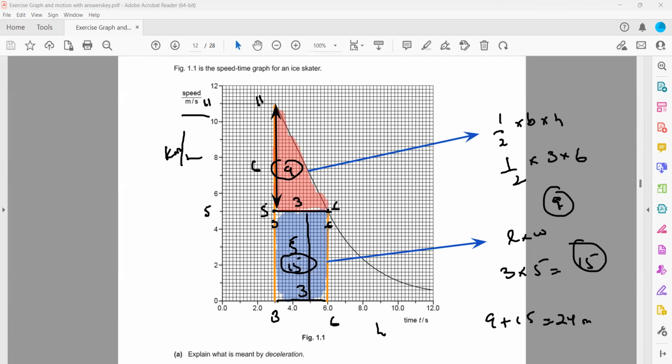So we divide the figure into parts and calculate the area of each part and then sum to get the total distance traveled. Is this part clear? Yes, sir, clear.